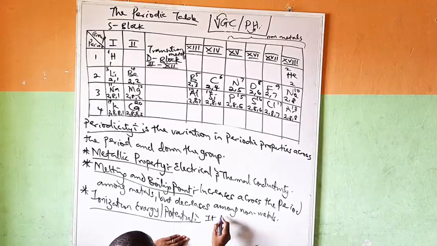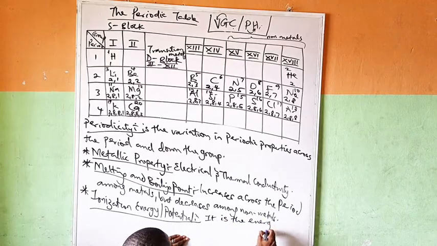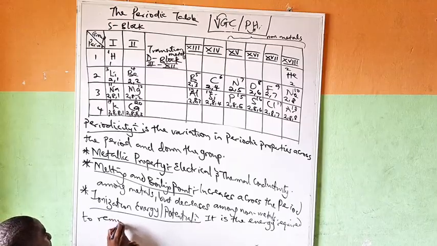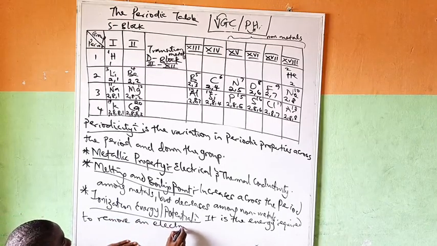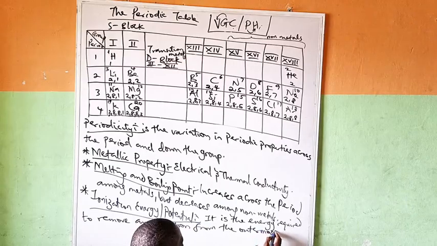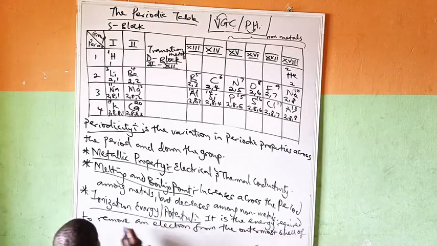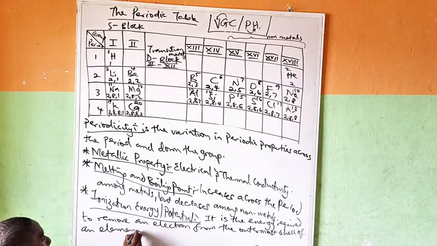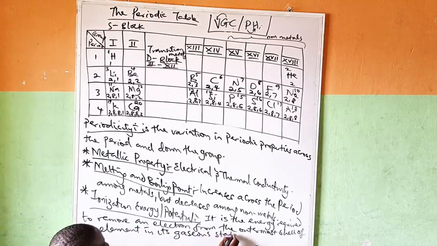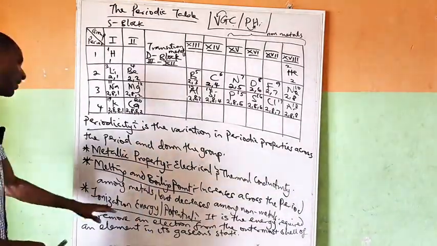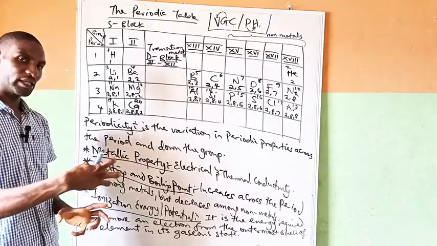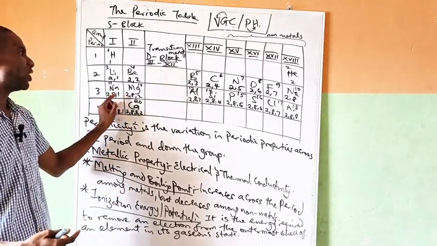Ionization potential is the energy required to remove an electron from the outermost shell of an element in its gaseous state. Right? This ionization potential is the energy required to remove an electron from the outermost shell of an element in the gaseous state. So here, very low energies.